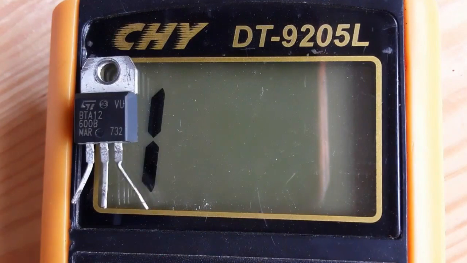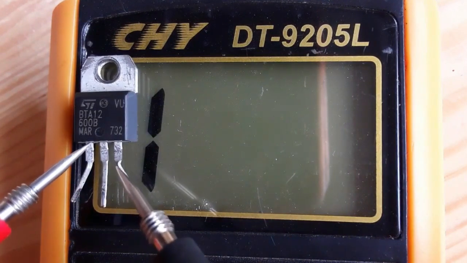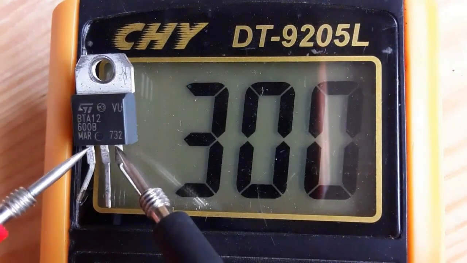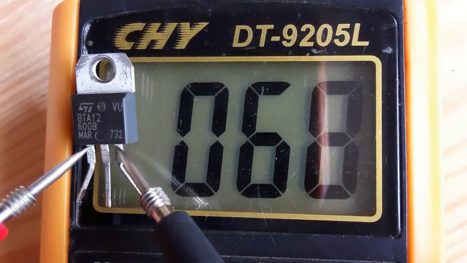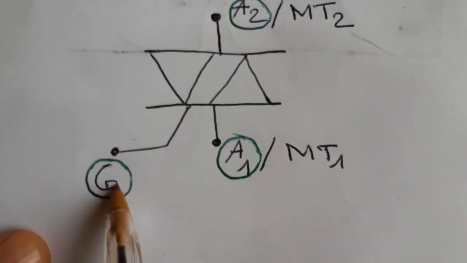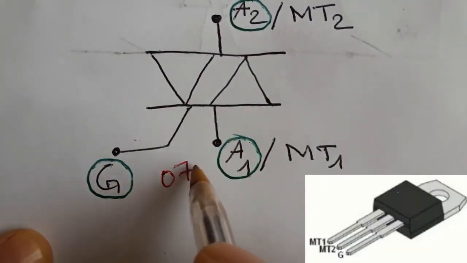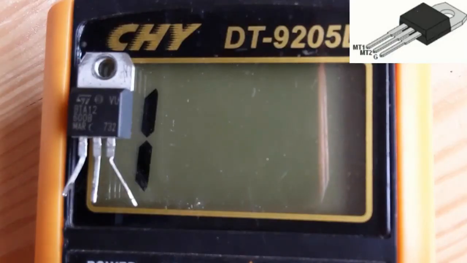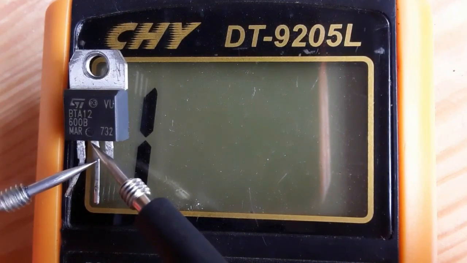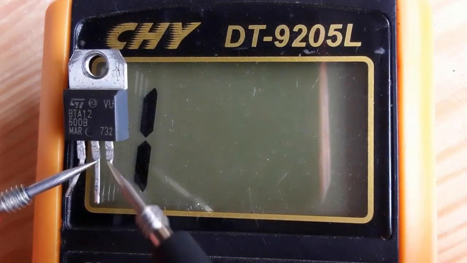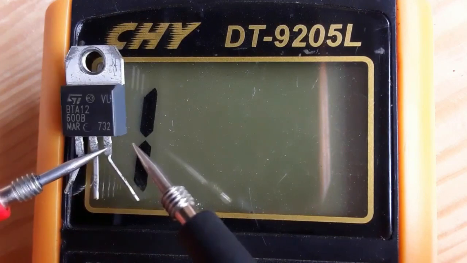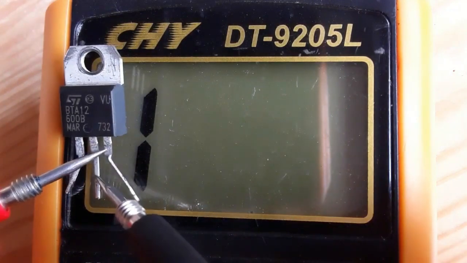Even if we switch the probes, we should get the same value as before. So let's check. We have 0.68. This is a good TRIAC. Depending on the type of the TRIAC you are testing, you can get 0.50 or even 0.40, no problem. So always between the gate and the anode 1, or between pin number 1 and pin number 3, you should get a reading of about 0.70, 0.60, 0.50, no problem. But between other pins, you should not get anything in the multimeter. Nothing between pin 3 and pin 2, as you can see.